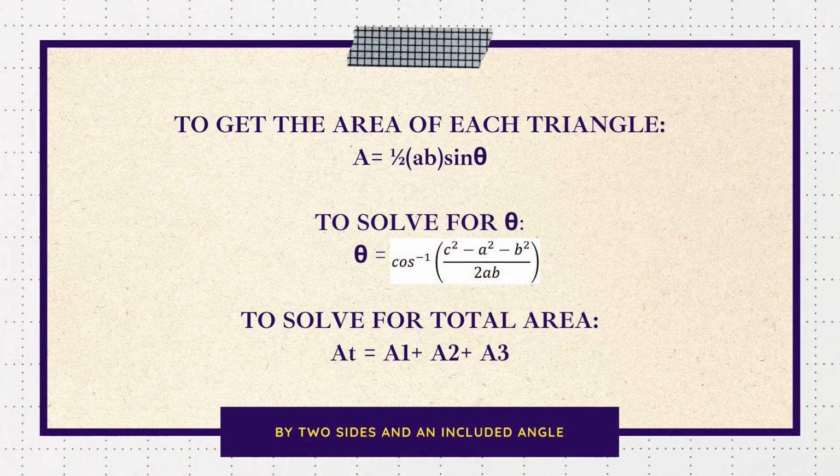To get the area of each triangle, we divide by 2 the product of the sides A and B and the sine of the included angle. To get the total area of the polygon, take the sum of the area of each individual triangle. So that's the second method.